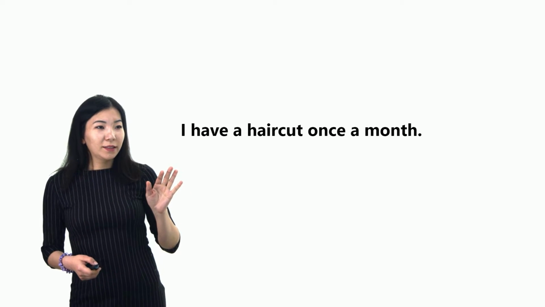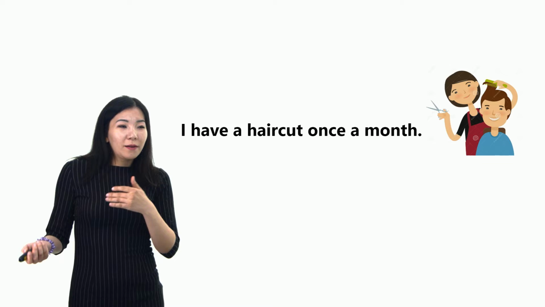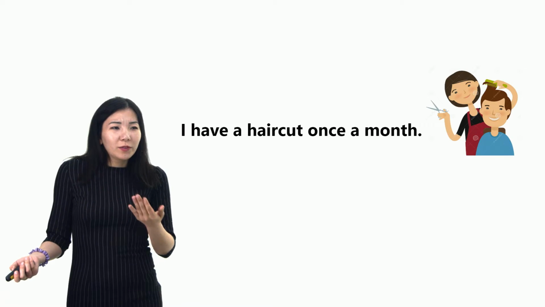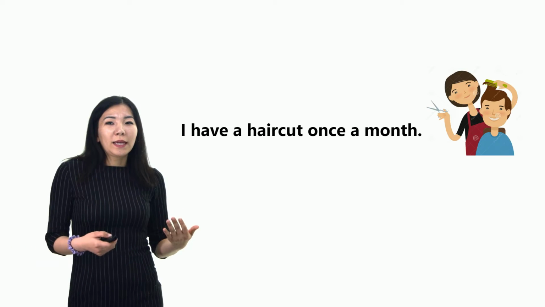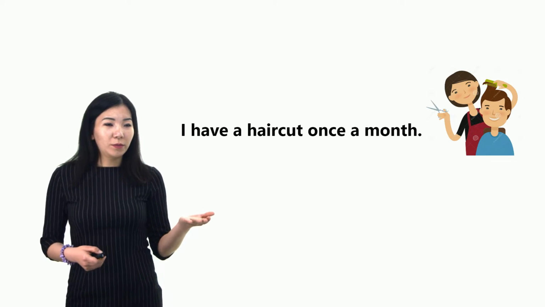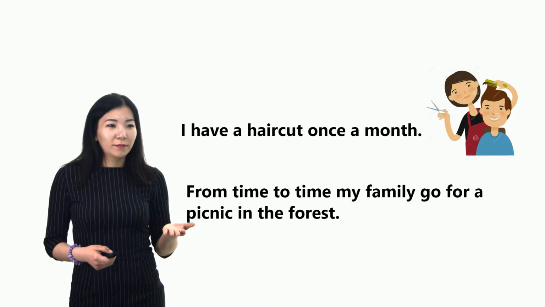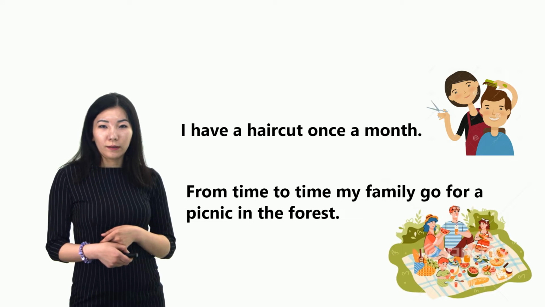And there are some time adverbials such as once a month or from time to time that I use in the beginning or at the end of the sentence. For example, I have a haircut once a month. From time to time, my family go for a picnic in the forest.